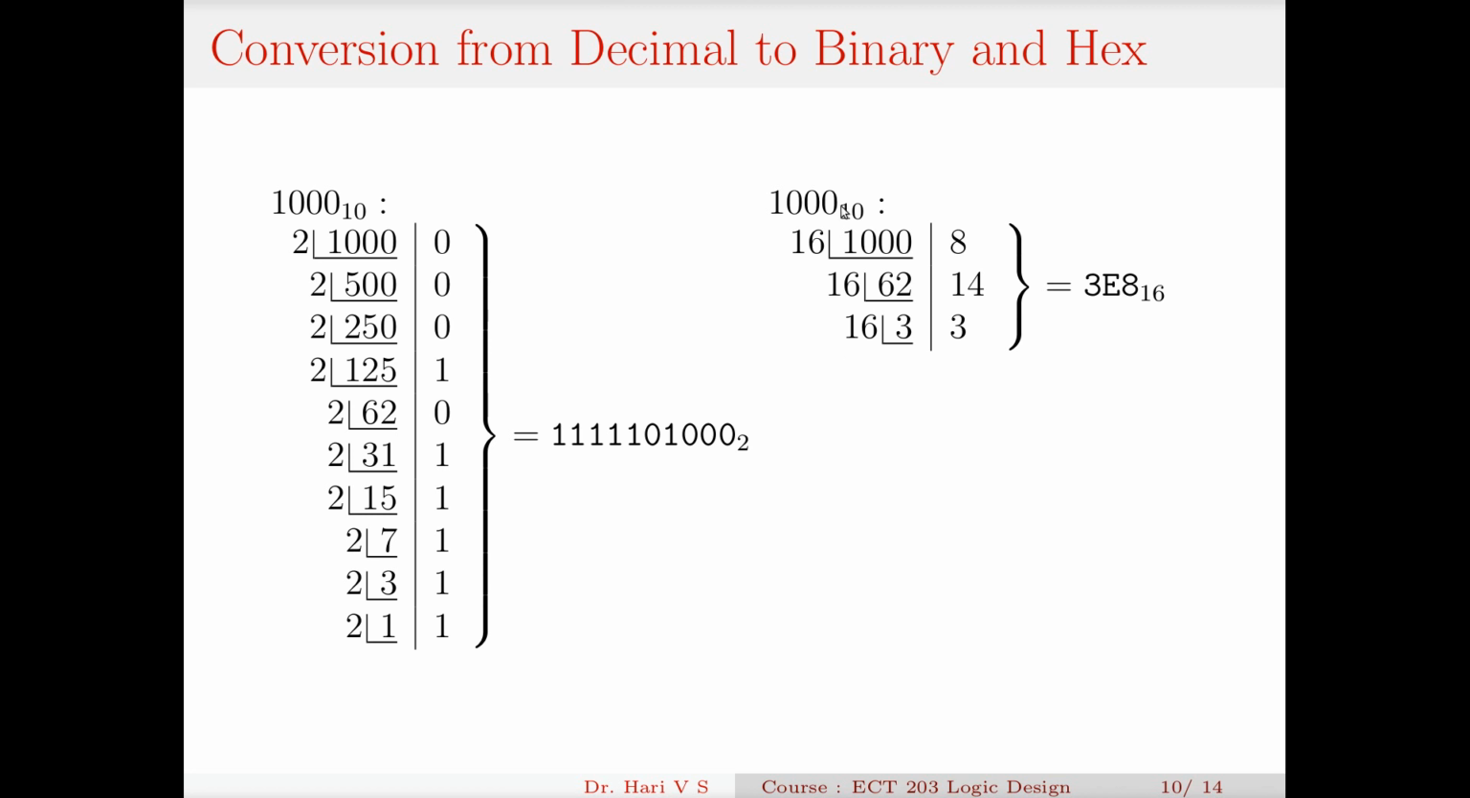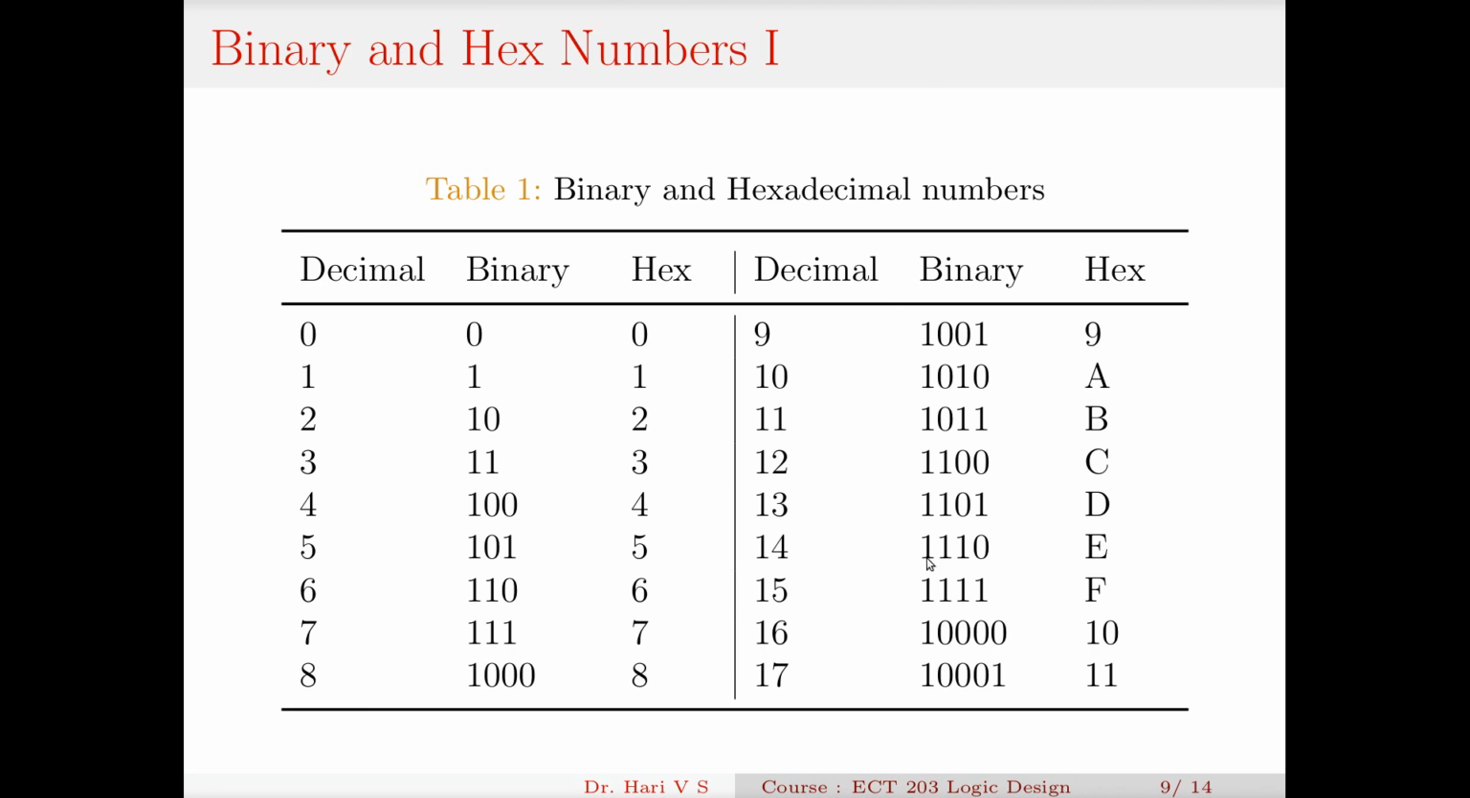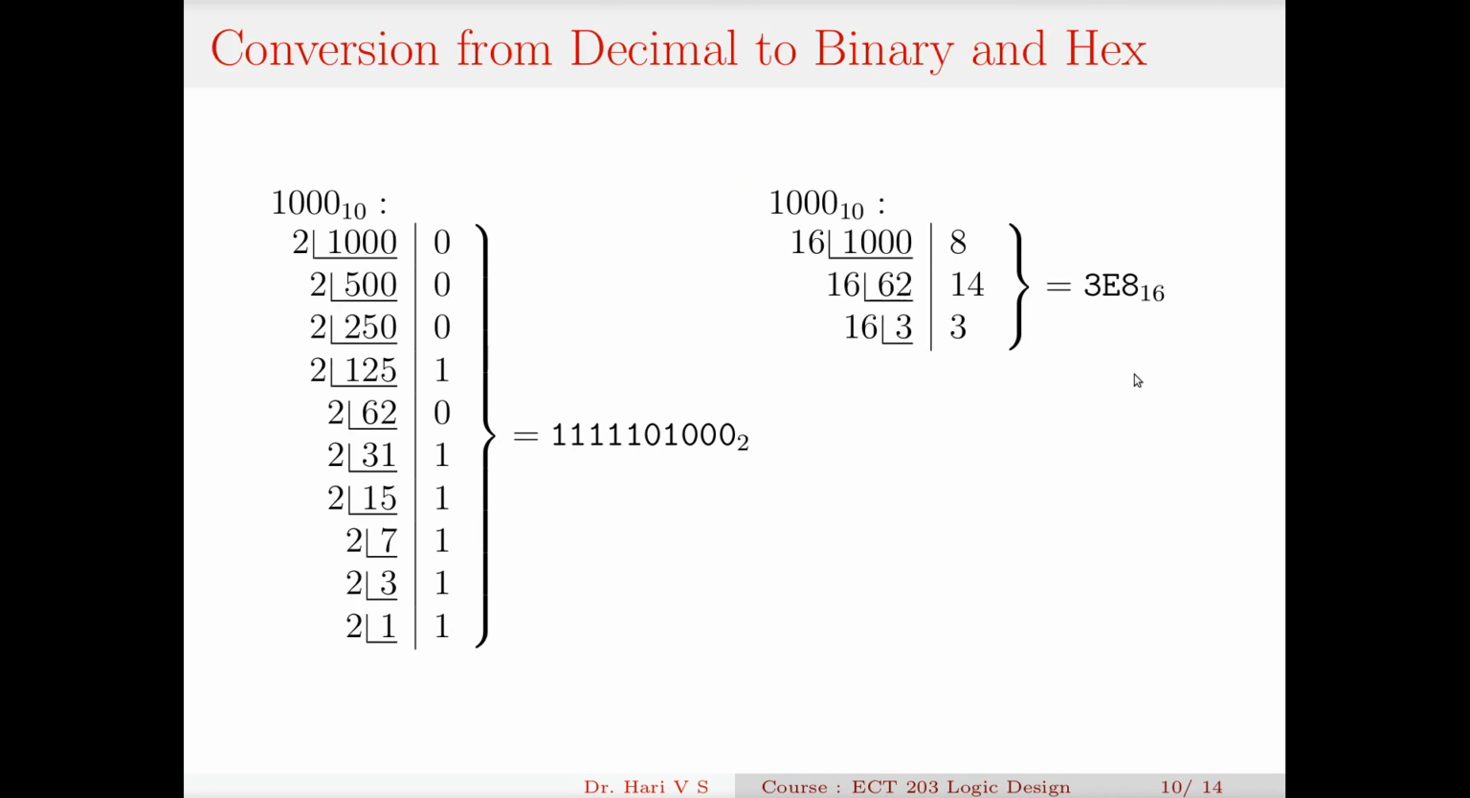And to hex is pretty simple. Instead of dividing by 2, all you have to do is divide by 16. I divide 1000 by 16, it becomes 62 with a remainder 8. So 62 divided by 16 gives a quotient of 3 and a remainder of 14. Since 3 cannot be divided by 16, it comes as a remainder. It's 3, 14, 8, but 14 is represented not as 14 but as E. So the number is 3E8 to the base 16.